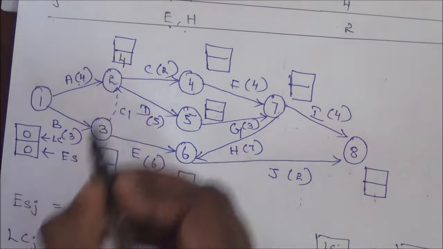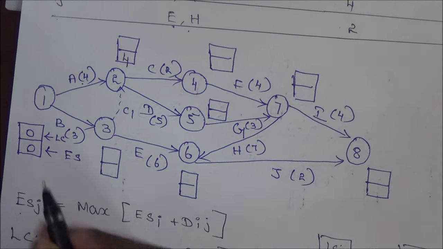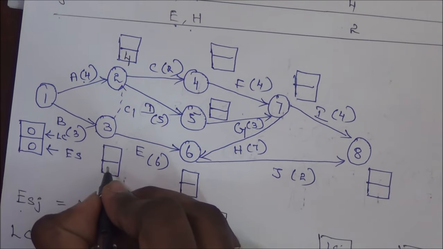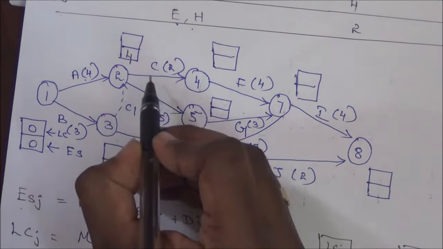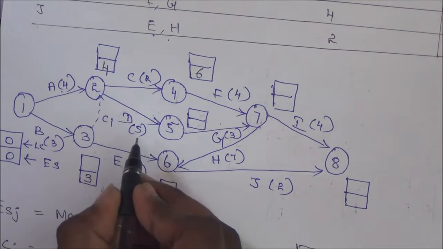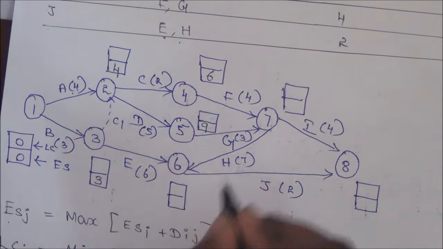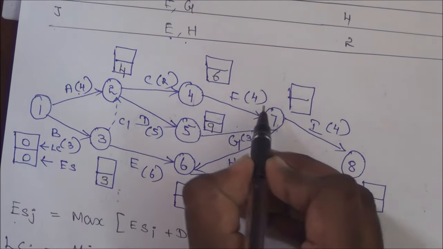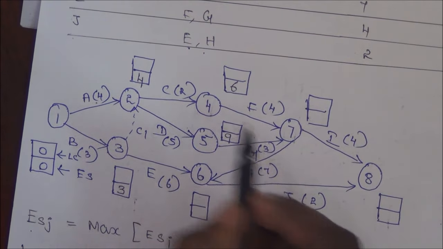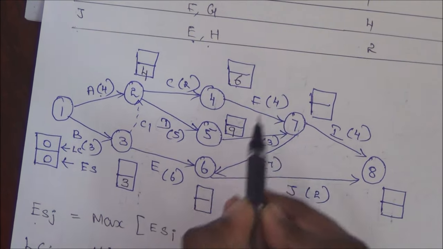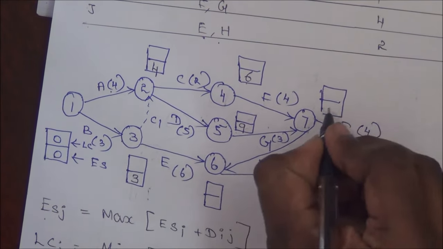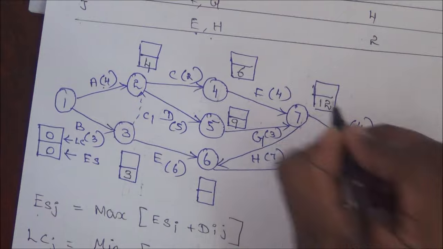Similarly, this is a forward path for calculating the earliest start time. So B, 0 plus 3, again 3. Similarly, 4 plus 2, it is 6. 4 plus 5, it is 9. But then for node 7, it has 2 incoming arrows, so we have to take the maximum value. 6 plus 4 it is 10, 9 plus 3 it is 12. So the maximum value is 12. We can consider 12 as the maximum value.